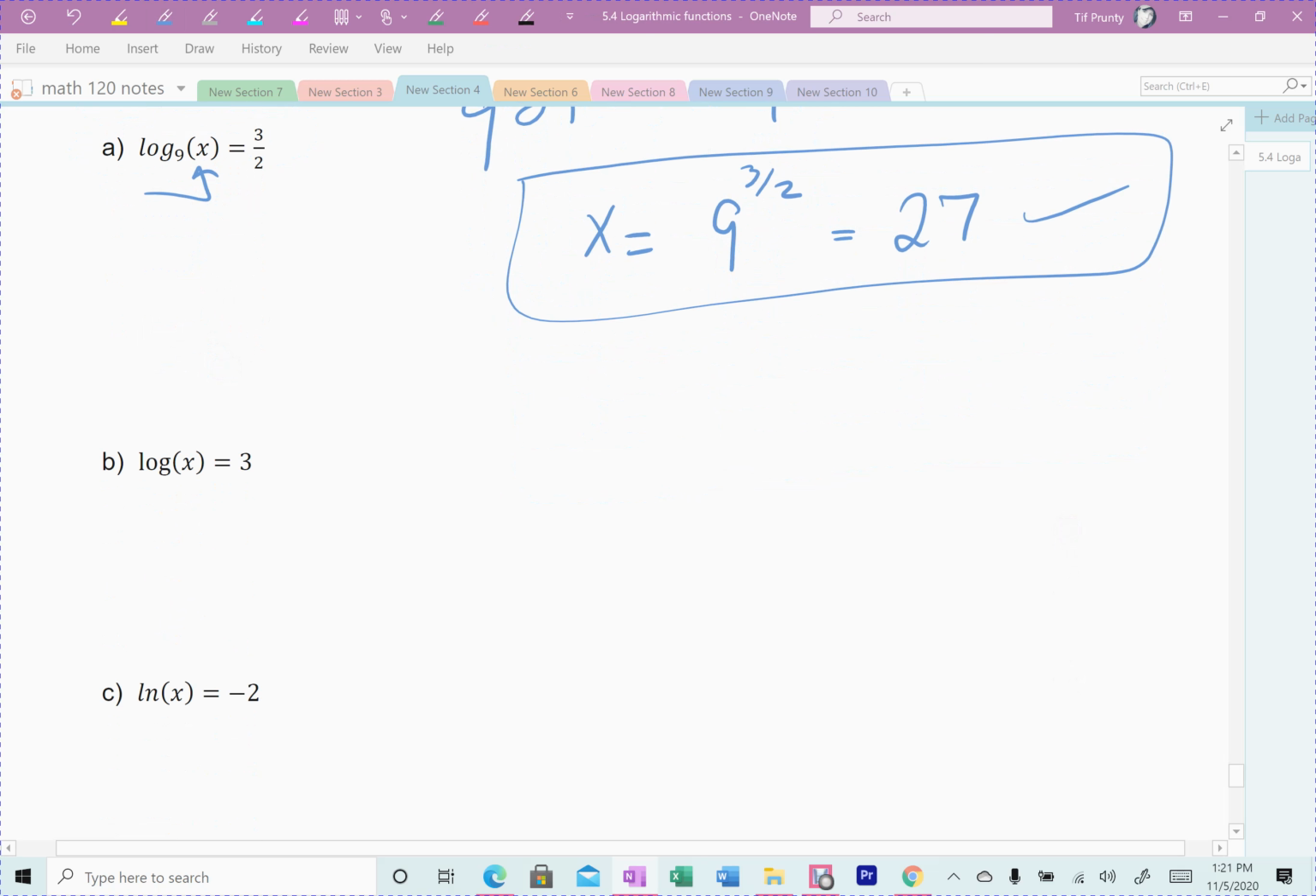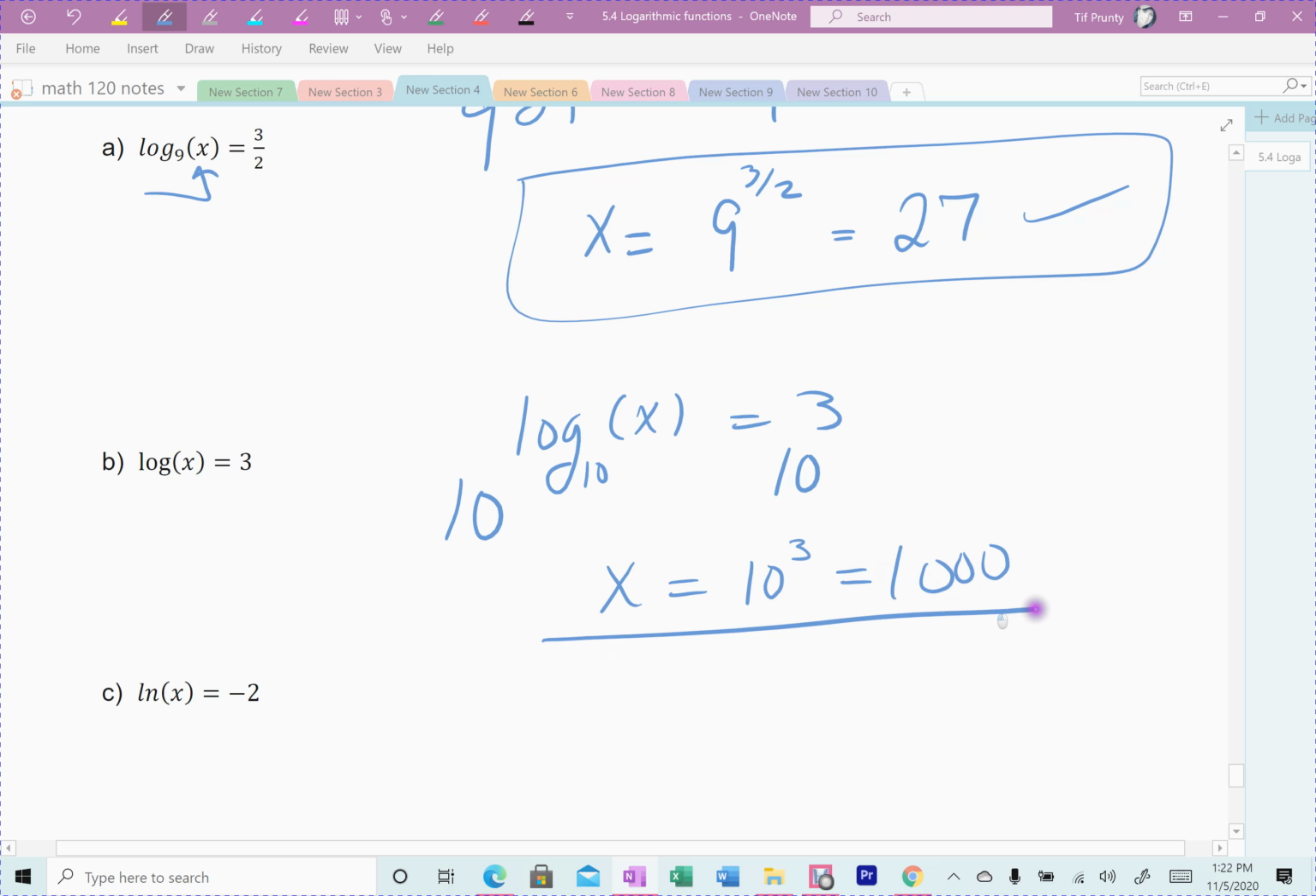Alright, next example. This is log, and remember, when it's just log, it's understood to be log base 10. So I'm going to raise it to the 10. Whatever I do to one side, I have to do the other. So the log base 10 raised to the 10 cancel each other out, leaving me with x. On this side, it's 10 raised to the third, which is 10 cubed, comes out 1,000. Alright, my answer. And it checks. I can plug 1,000 in.